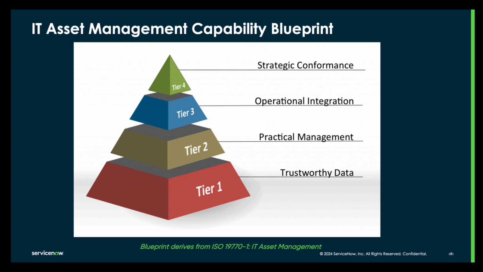So here is the asset management capability blueprint model. We use this, as the ITAM Rangers use this quite frequently, to represent to our clients the critical role of trustworthy data in asset management. As we're looking at this model, Tier 1 is trustworthy data. And this is the information that is foundational to asset management. I found a quote that says, "The foundation of effective asset management is accurate, up-to-date, and reliable data." Truly stating that everything is based off of the data that is in the system that we can report on.